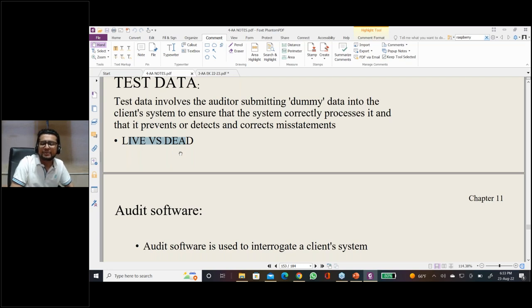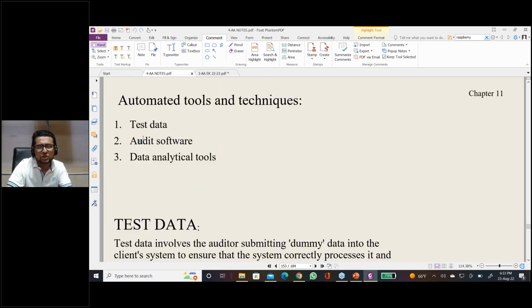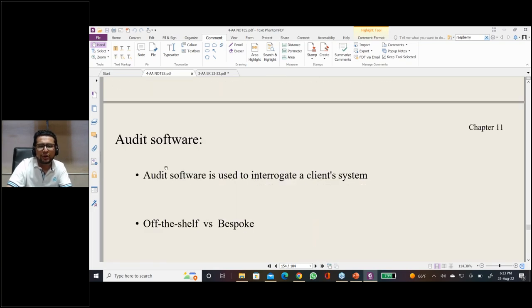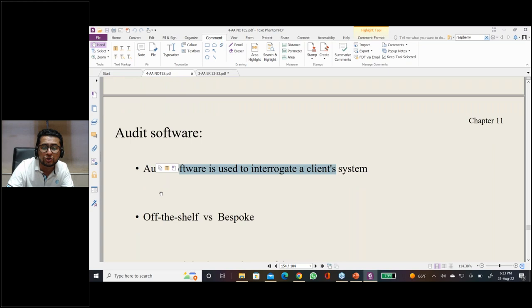And if the client system is not up and running, not connected with the main server, and you are going to use dummy data, we call it dead test data. The second type of automated tool is called audit software. The auditor is going to use software to interrogate the client system. The auditor is not using dummy data, rather using a completely new software.